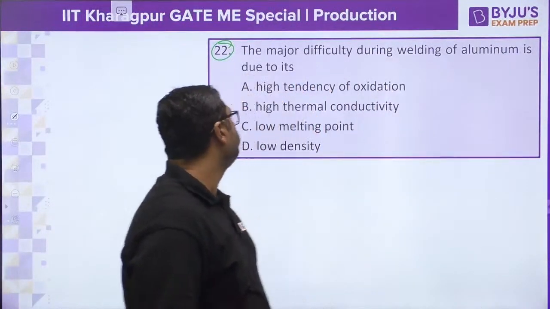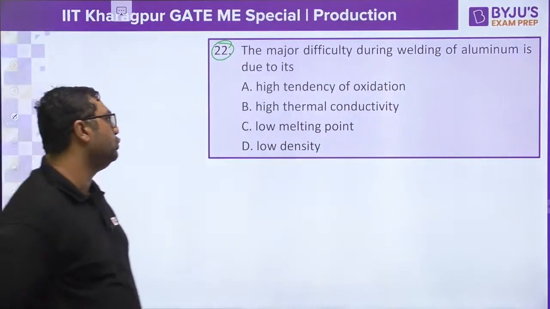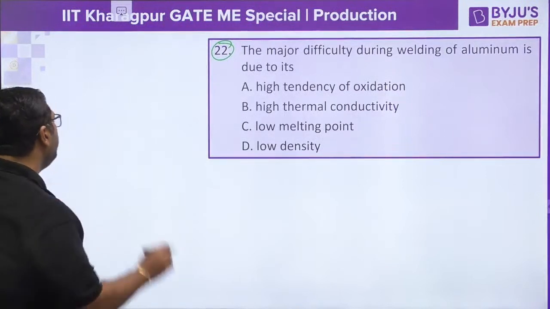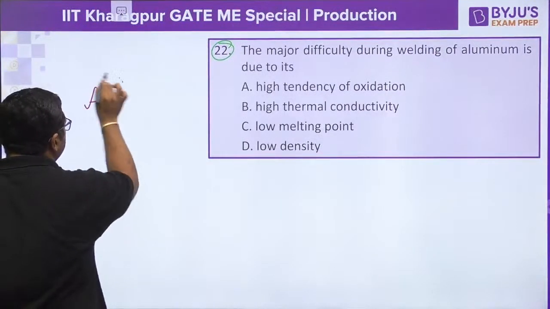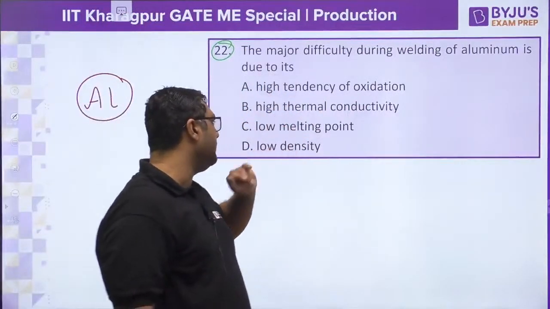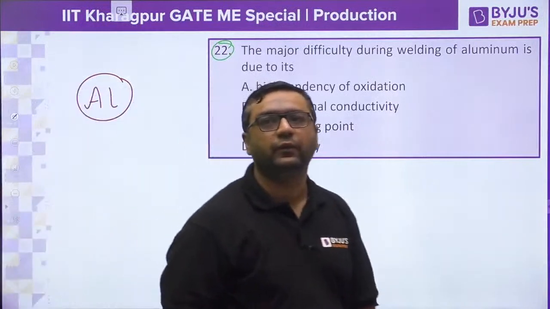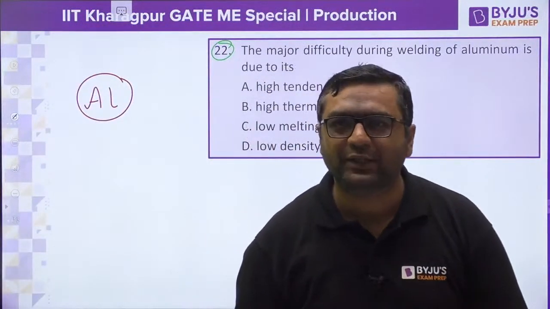Solve this question. The major difficulty during welding of aluminium is due to its: aluminium को welding करने में कहाँ दिक्कत आती है? High tendency of oxidation, high thermal conductivity, low melting point or low density. What will be the answer for this?